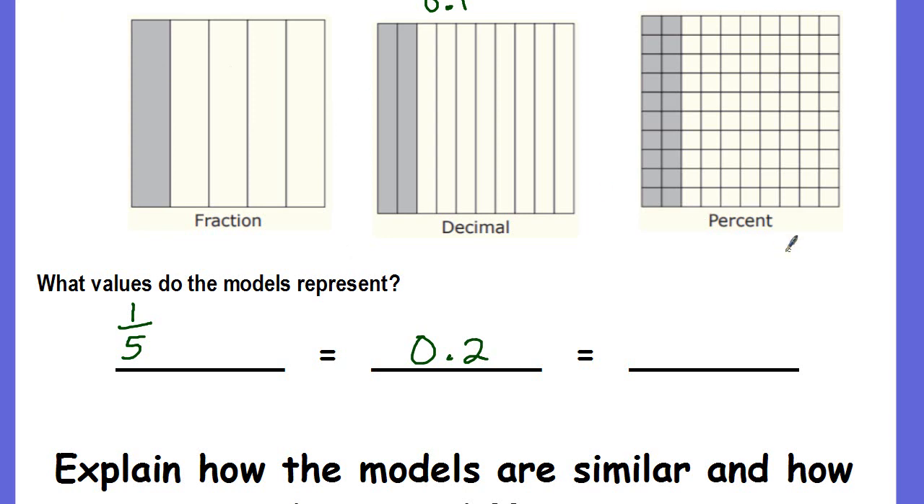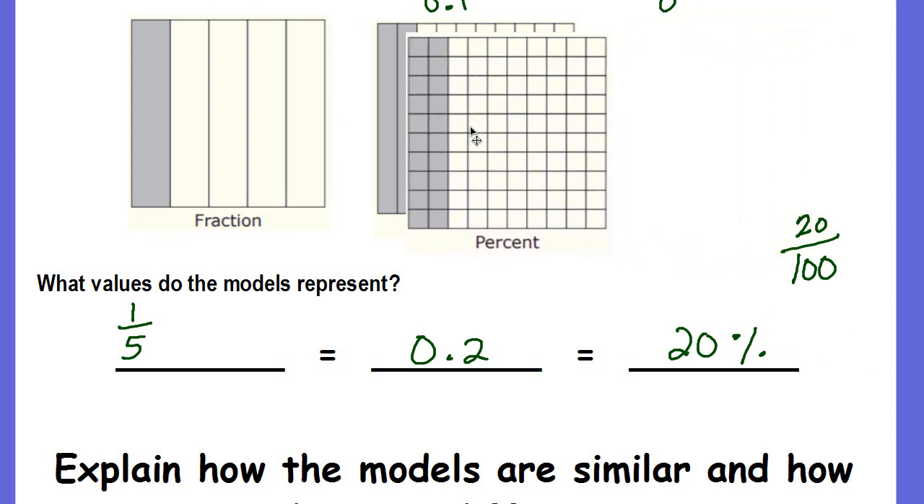And then you've learned that a percent is always out of 100. So when modeling percents, you have to have 100 little squares, and if you look at how many are shaded, there are 20 shaded. 20 out of 100. Since 20 is out of 100, we can write that as a percent, 20%.